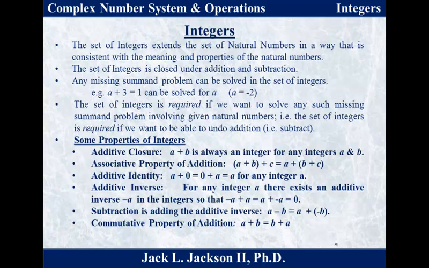Additive inverses. For any integer a, there exists an additive inverse, negative a, or the opposite of a, in the integers, so that the opposite of a plus a equals a plus the opposite of a, which is the additive identity 0. So subtraction is defined as adding the additive inverse. a minus b is defined to be a plus the opposite of b. And the commutative property of addition holds, a plus b equals b plus a, but it's not commutative for subtraction.